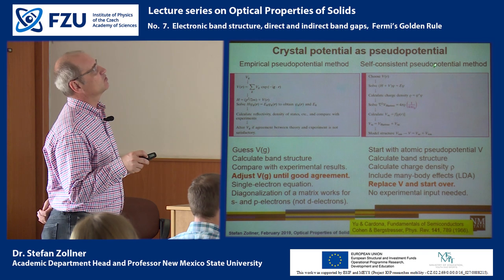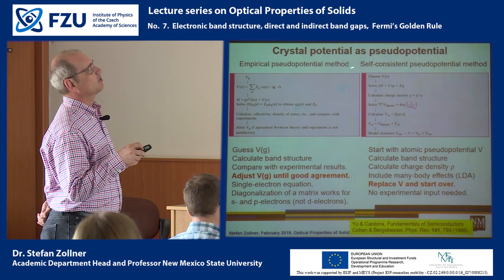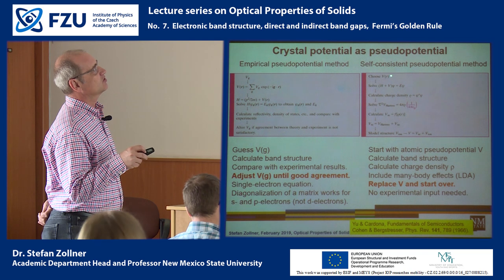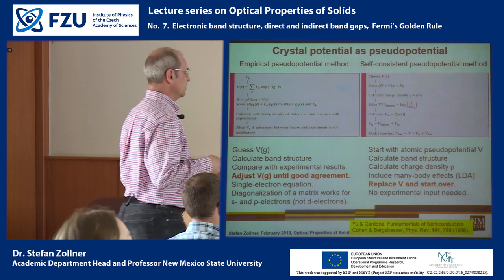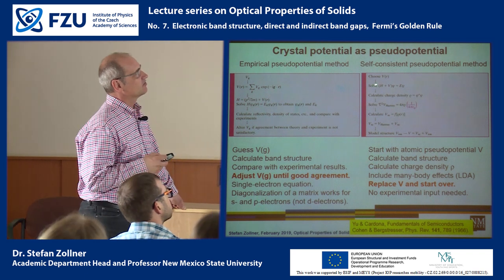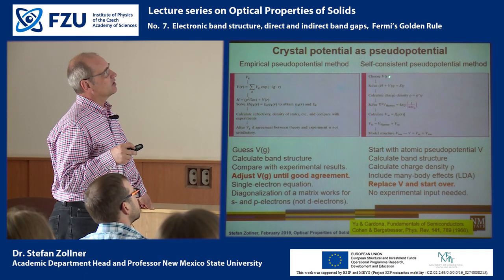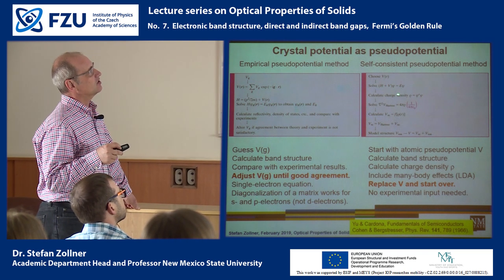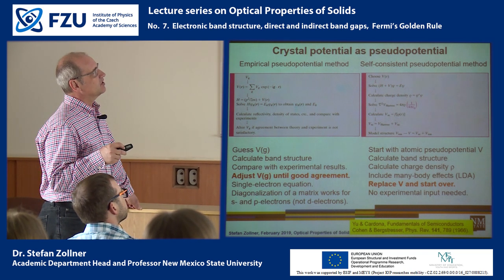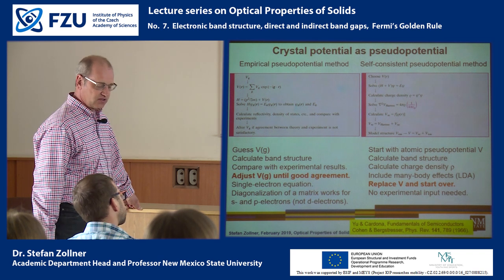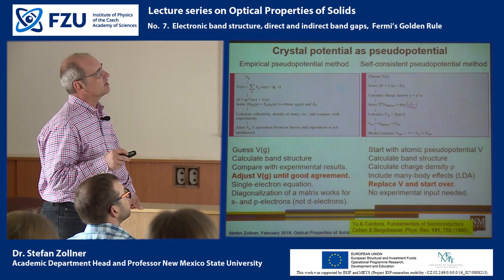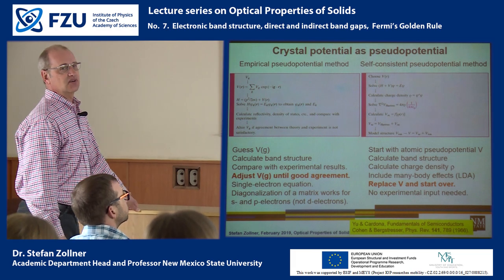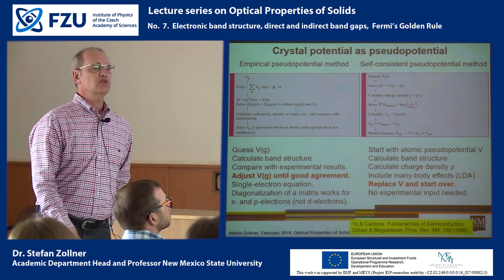The self-consistent pseudo-potential method does not use experimental input, and that's why it is called self-consistent. So we start with an atomic orbital. So instead of guessing something, we start with atomic potential energies, and then we solve the Schrödinger equation for this atomic potential. And because we have solved the Schrödinger equation, we're getting a wave function. And from the wave function, we can calculate the charge density.